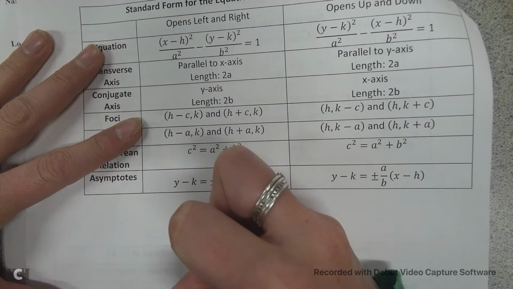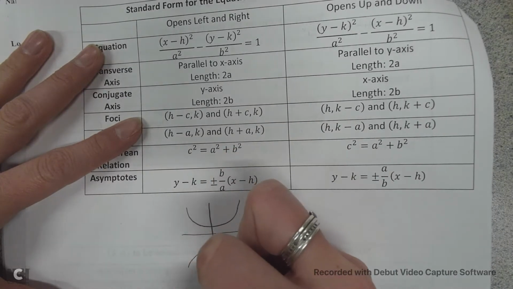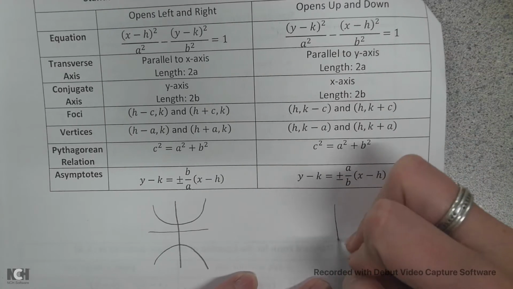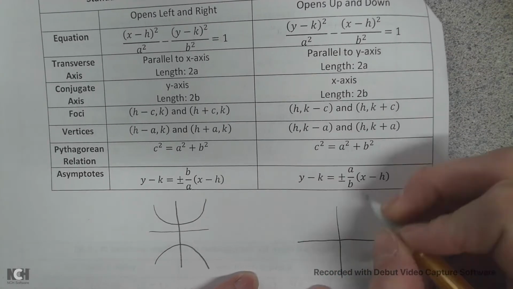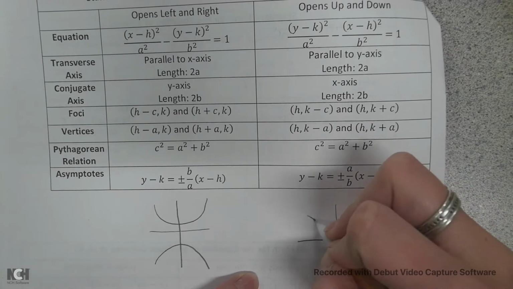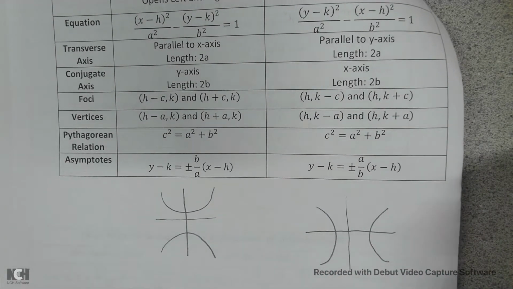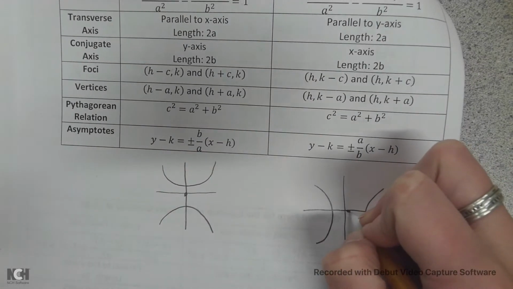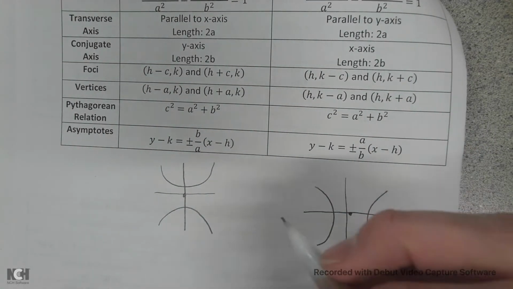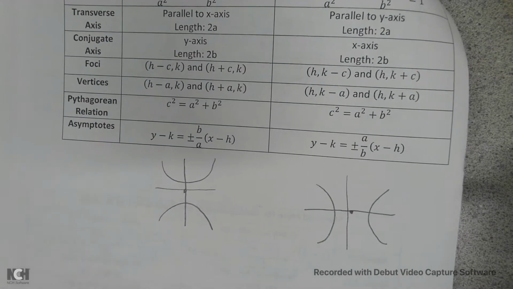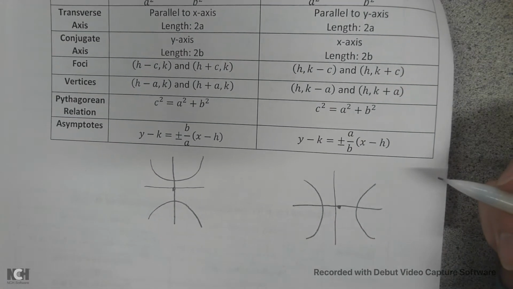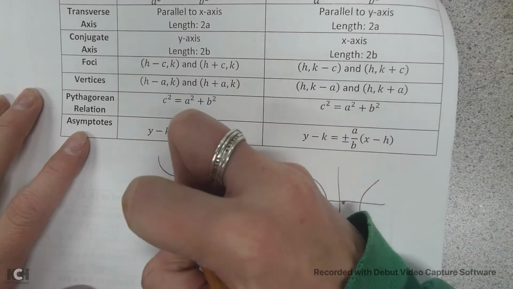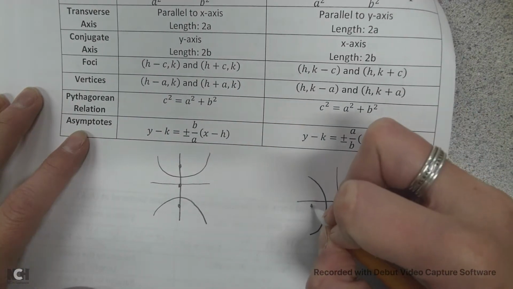So for example, let's say we have this one and this one. These are really bad drawings. And then these ones open left and right, like this and like this. Then we have a center, which is in the center between the two of them. And then we have our foci in here. So there are our foci.